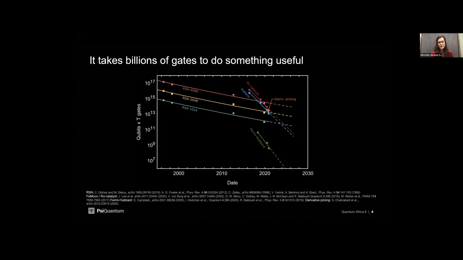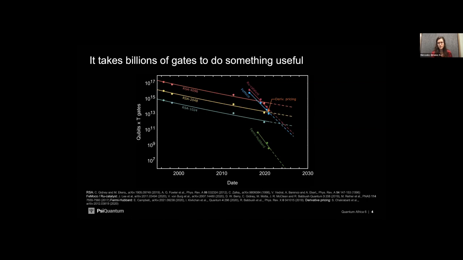As a measure of complexity, we're simply using qubits times T gates, and on the bottom axis we have date. This is meant to represent the progress made on algorithm research across the entire field. It's an aggregate; you see all the papers listed below. If you look at the numbers of qubits and T gates that are necessary, you can see that even if we have a machine with hundreds of logical qubits, it still takes more than 1 billion gates to do something useful.